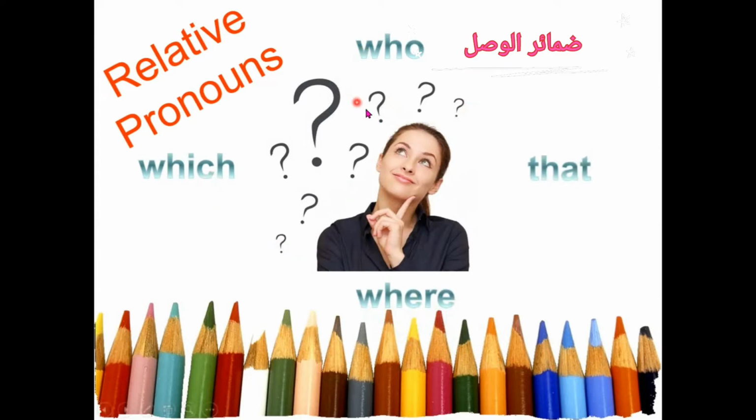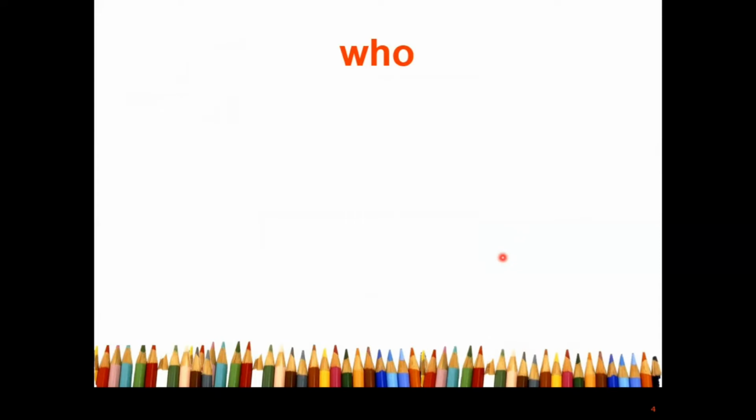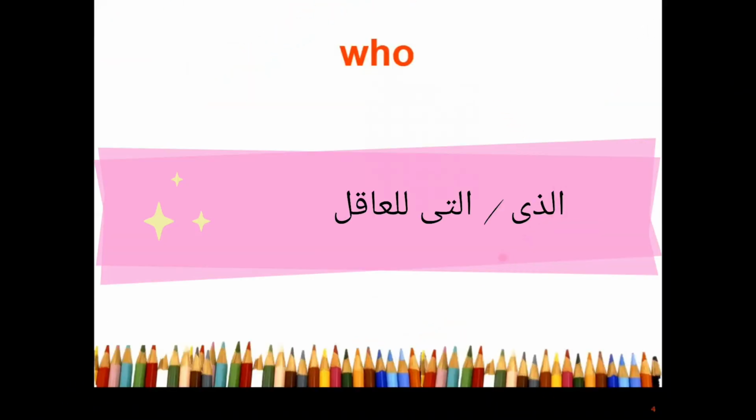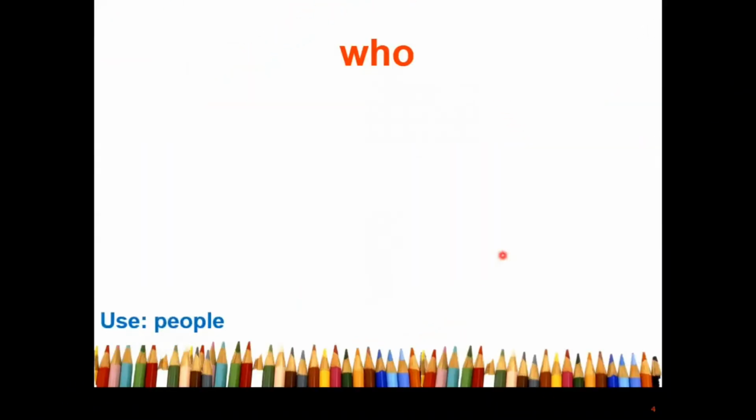We use who بمعنى الذي أو التي للعاقل. That الذي أو التي لغير العاقل. Also we use which for things or animals. للأشياء وللحيوانات. And we use where للمكان, of course. Let's start with who. We said we use who for people.